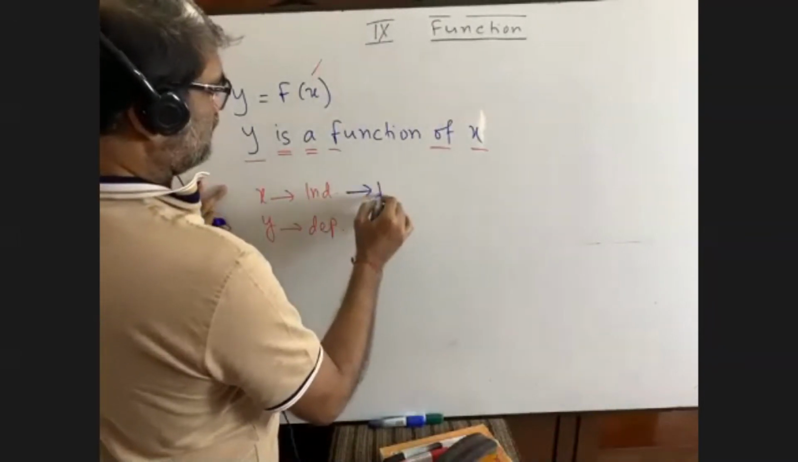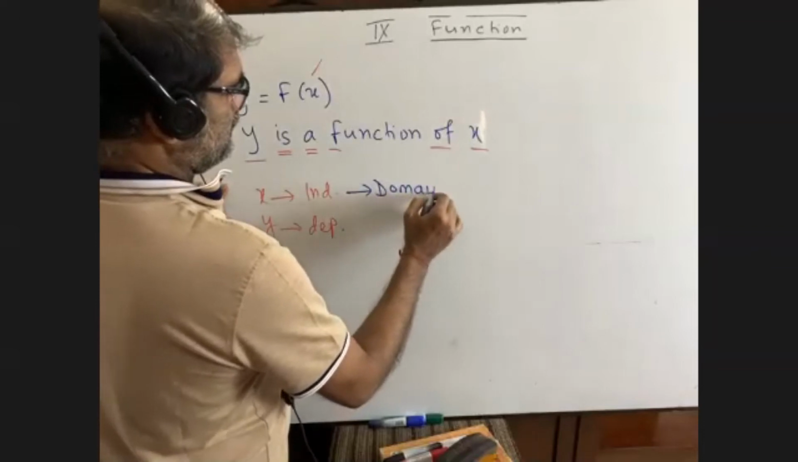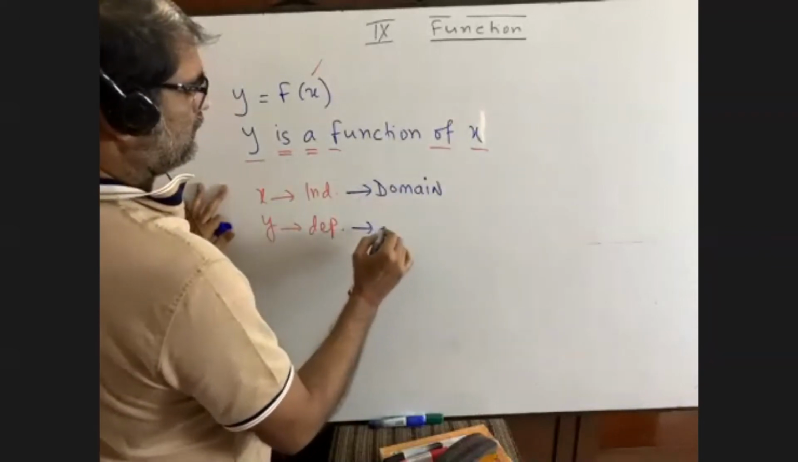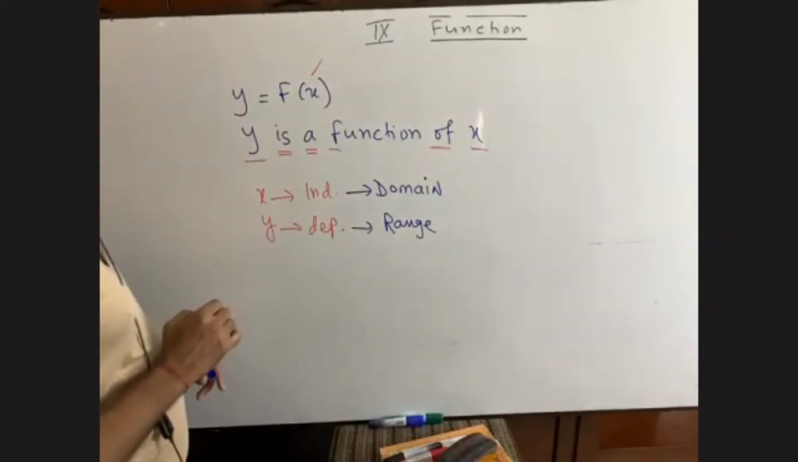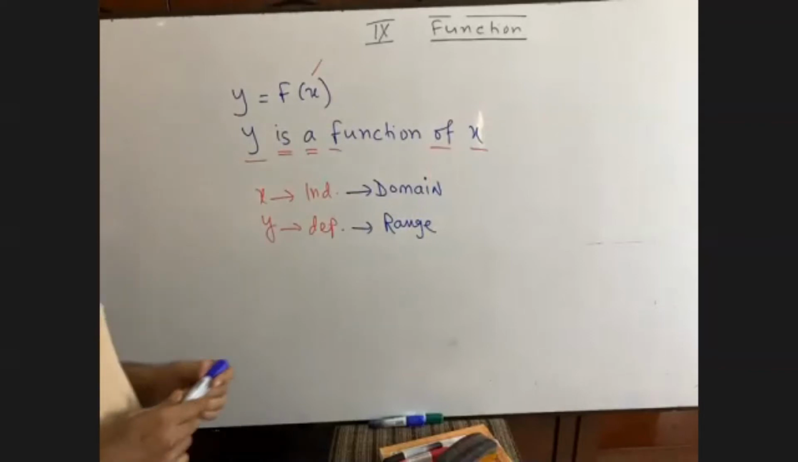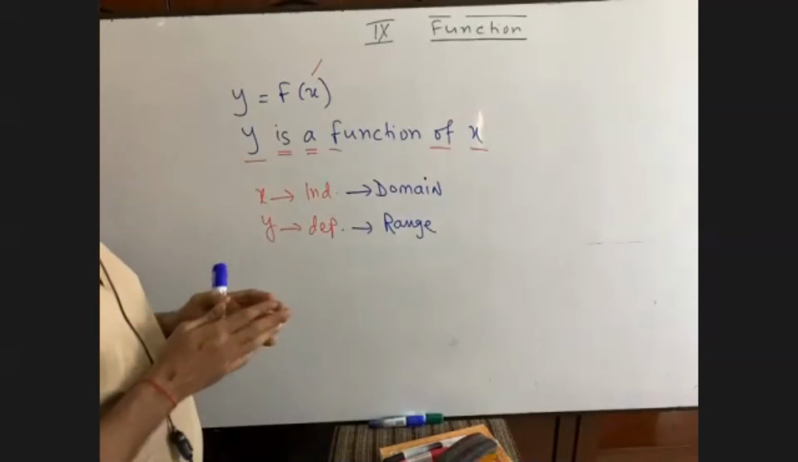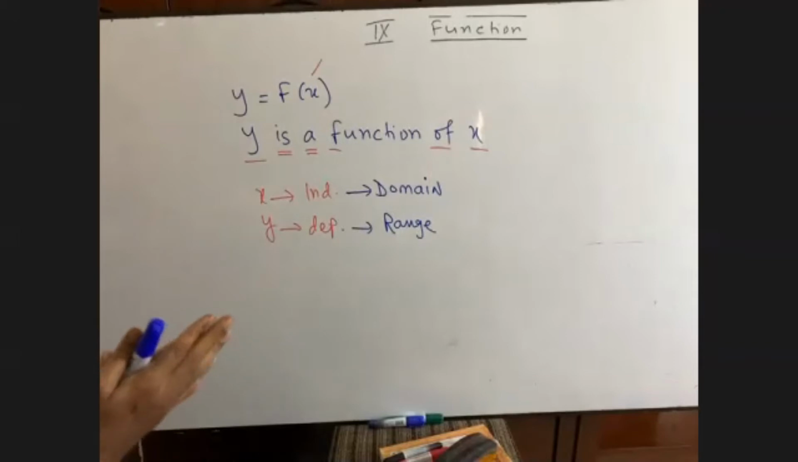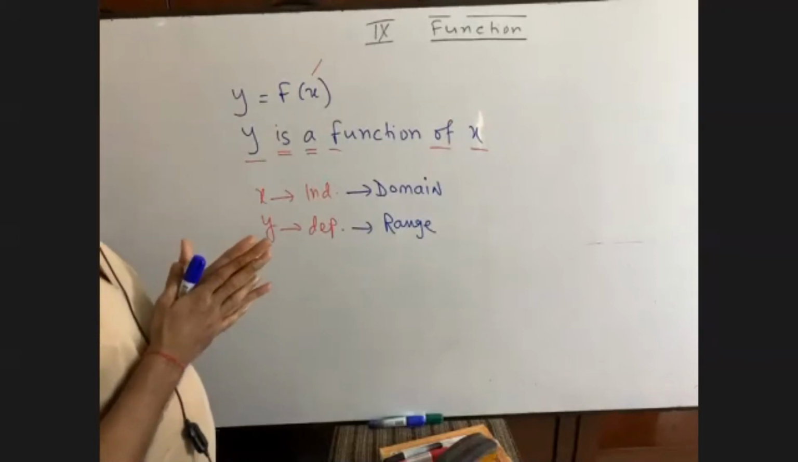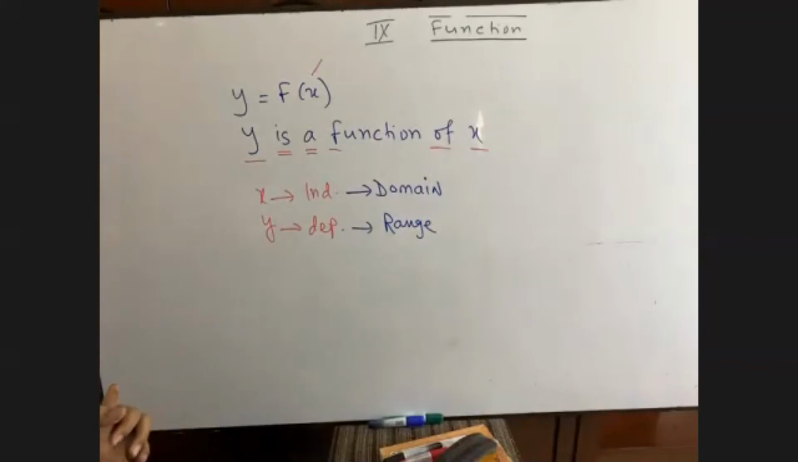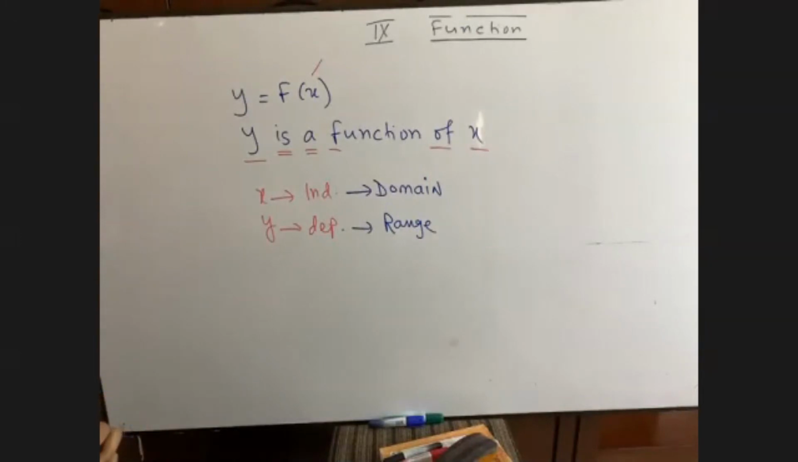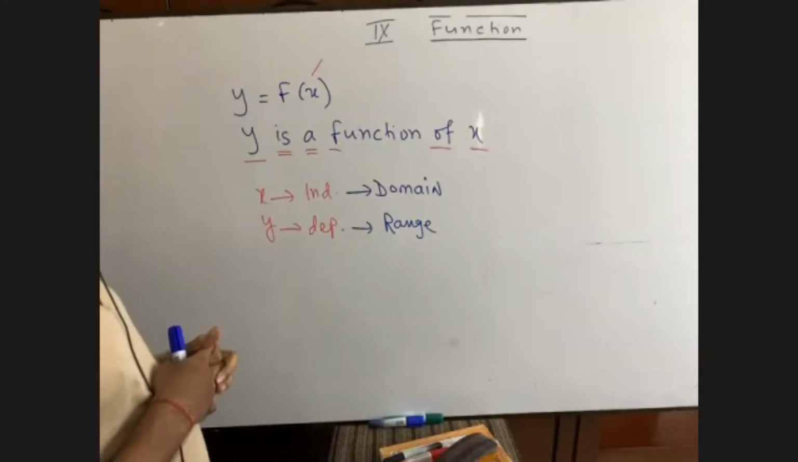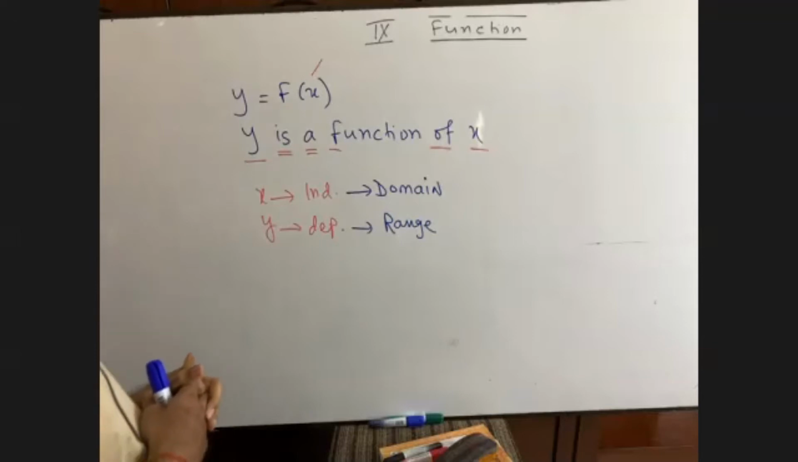It is called domain, and it is called range. Okay, x is called domain and y is called range. Please try to understand. So function, I think you have come to know. So I have a question: that means we can take x any value we want? Yes, you're right. But there are some questions.